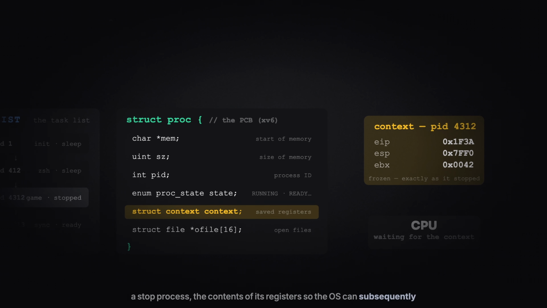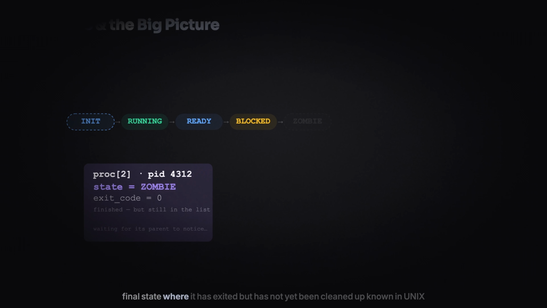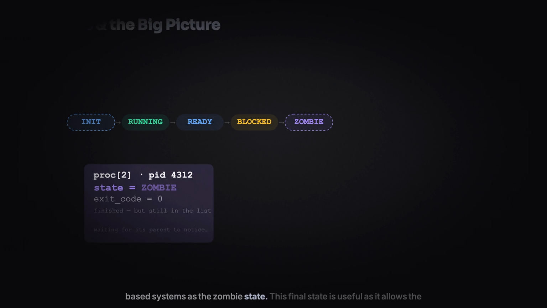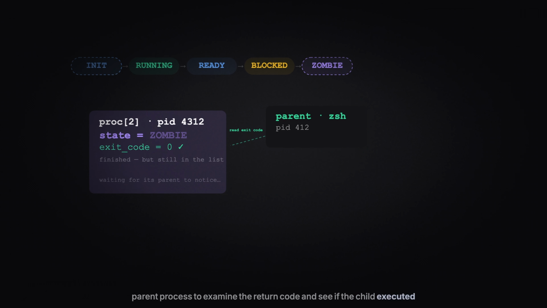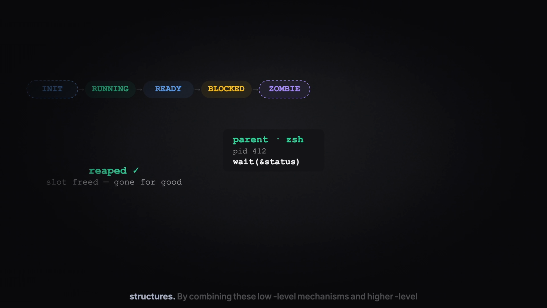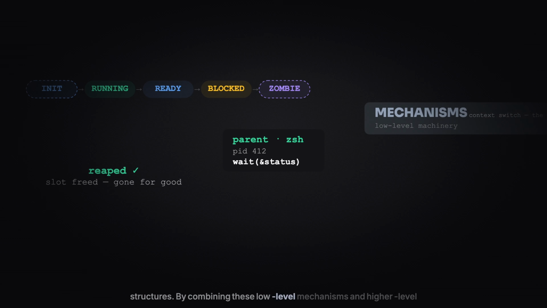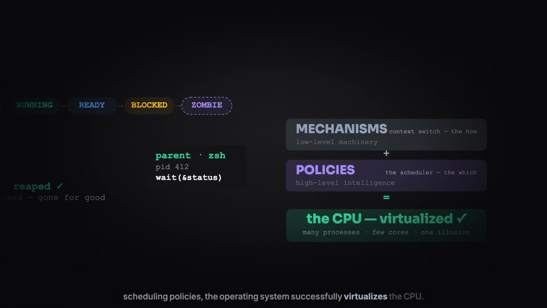Beyond running, ready, and blocked, there are other states tracked in the PCB structure. There is an initial state when a process is being created, and a final state where it has exited but has not yet been cleaned up, known in Unix-based systems as the zombie state. This final state is useful as it allows the parent process to examine the return code and see if the child executed successfully. When finished, the parent makes one final call to wait, indicating to the OS that it can finally clean up any remaining data structures. By combining these low-level mechanisms and higher-level scheduling policies, the operating system successfully virtualizes the CPU.